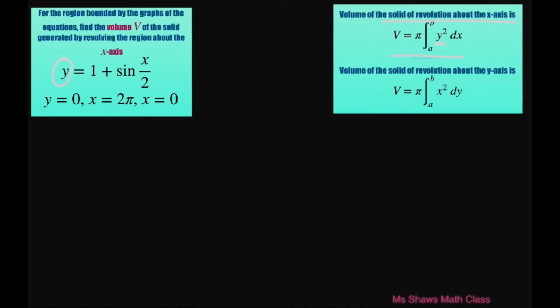And let's do a little graph here. So we're going from x equals 0. So there's that line, and x equals 2 pi. Now this graph here, we have y equals 0, so that is this line here. Okay, so this is your y, this is your x-axis here.